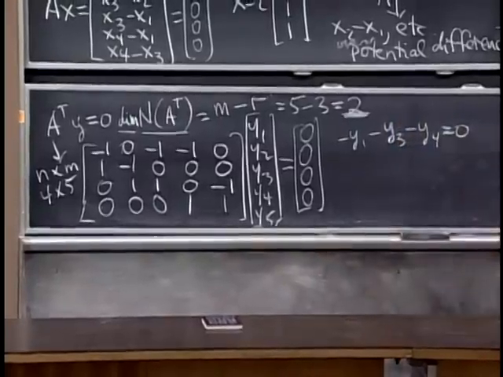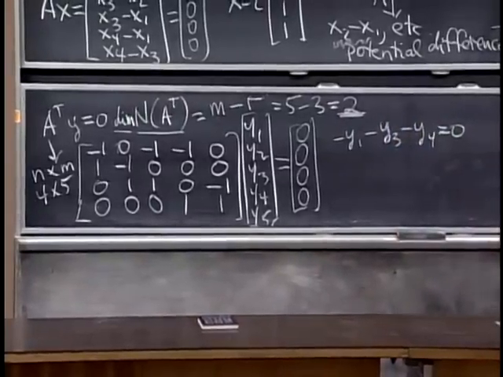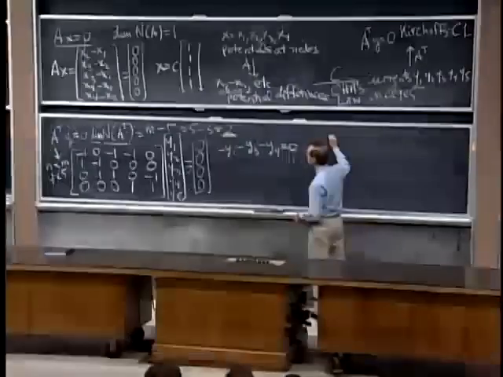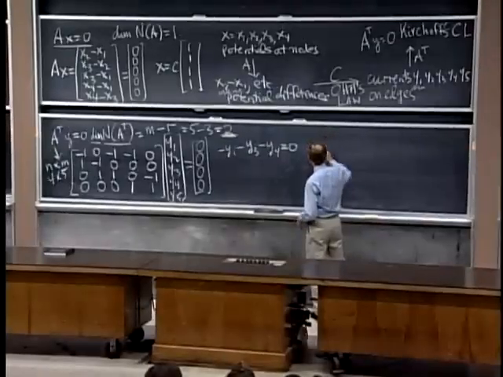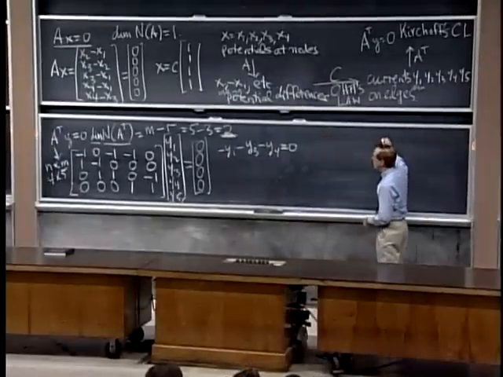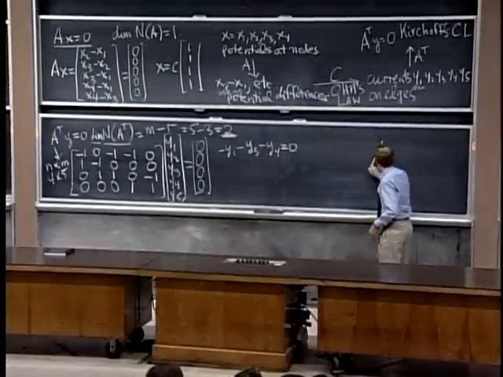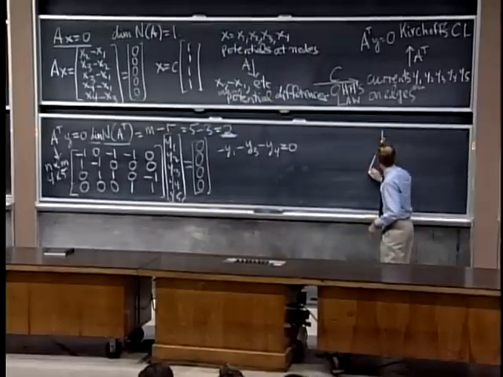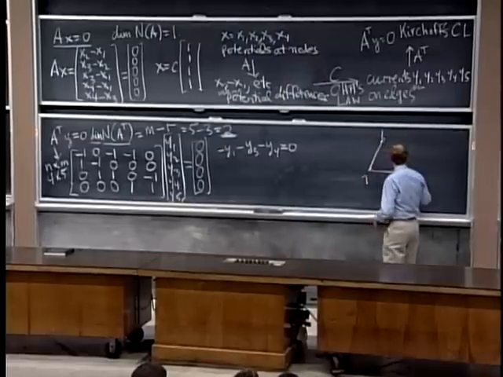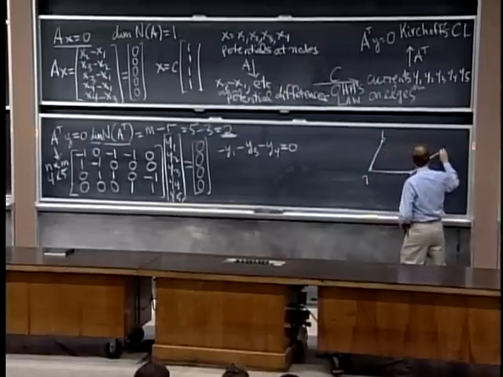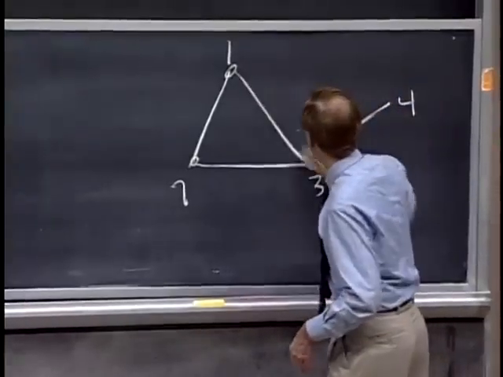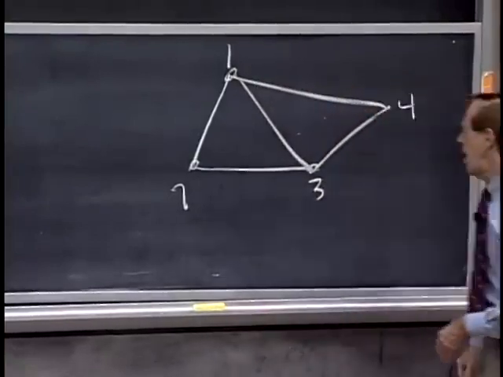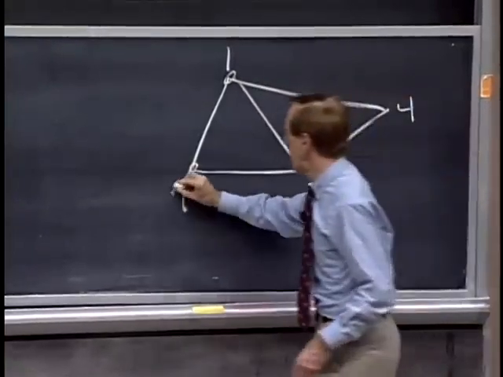Where did that equation come from? I'll redraw the graph here so that we see it again. There was node 1, node 2, node 3, node 4 was off here. That was our graph. We had currents on those.